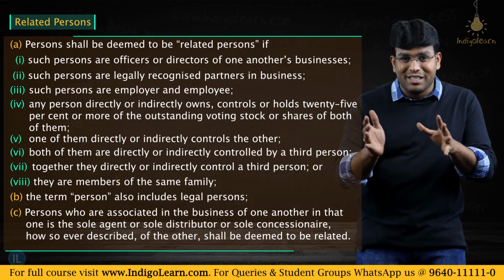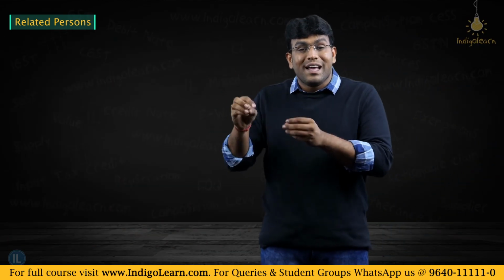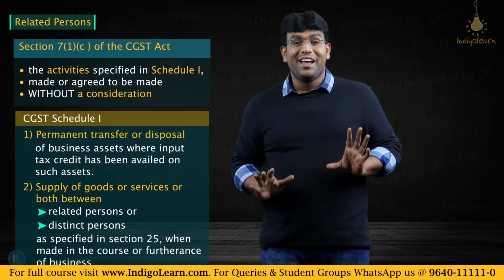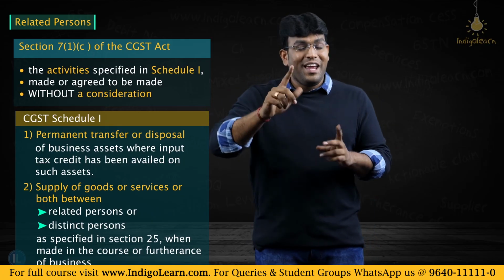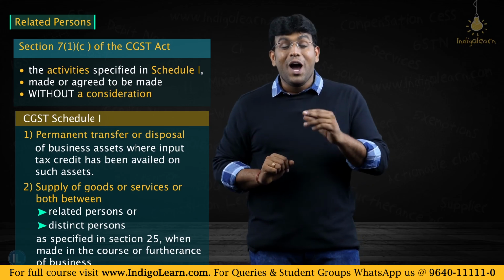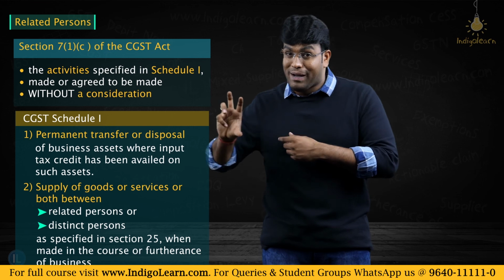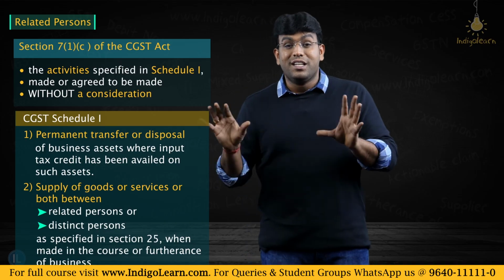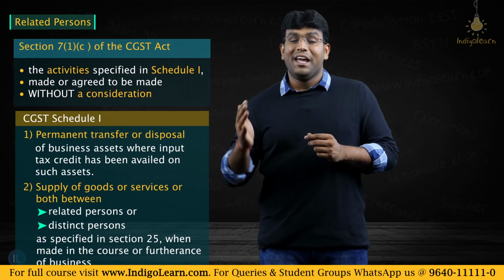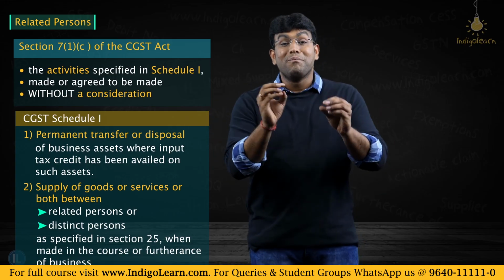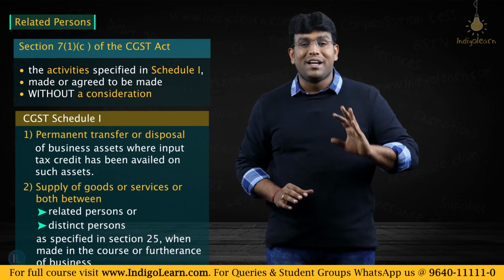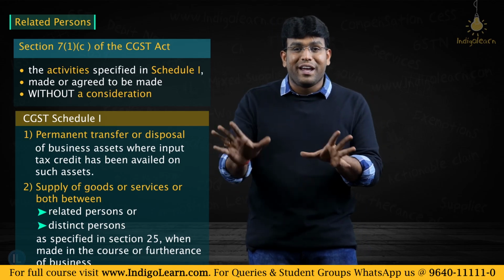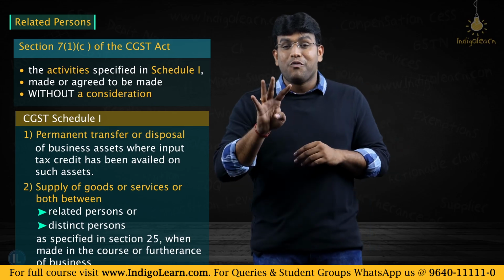So friends, going back to our discussion under section 7(1)(c), we are talking about transactions which are regarded as supply even though there is no consideration. In that, what was the first point? Permanent transfer or disposal of a business asset, for example my cell phone, on which ITC is claimed. What is the second point? Supplies between distinct or related persons in the course or furtherance of business. These are the two points which talk about transactions regarded as supply even though there is no consideration. But we totally have 4 points to discuss.